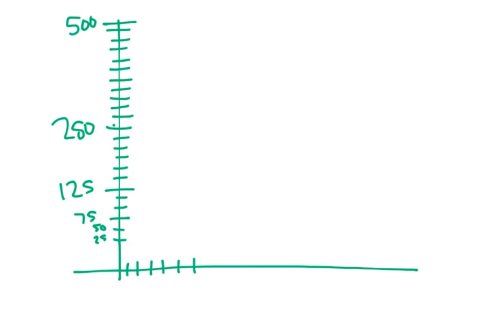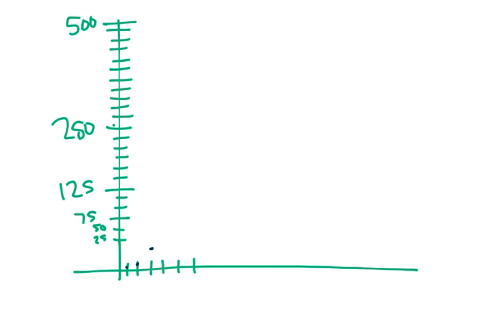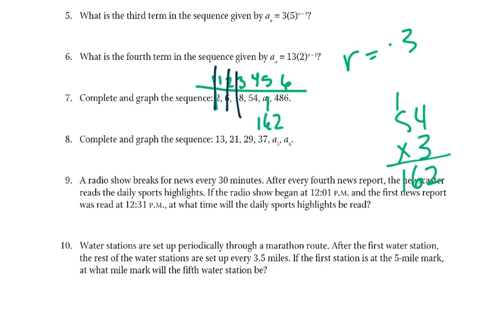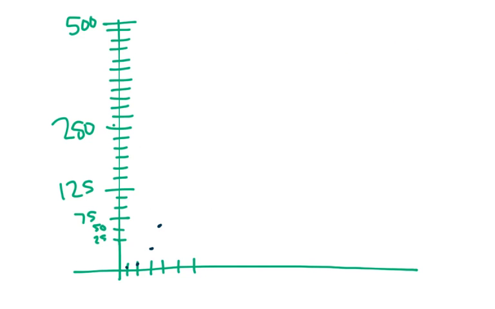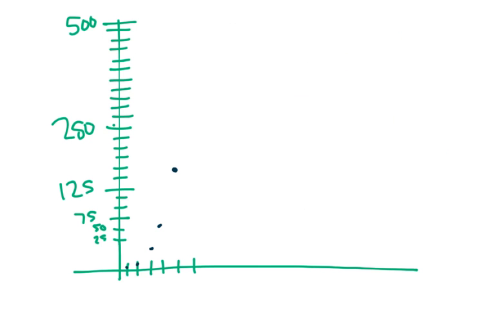Okay, there we go. So I go 1, 2, 2, 6, 3, 18. It's a little higher. 4, 54. Right about there. 5, 162. So 5, 162, right about there. And then 6, 486. So 486 would be pretty close to up there.